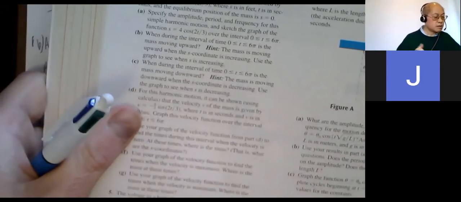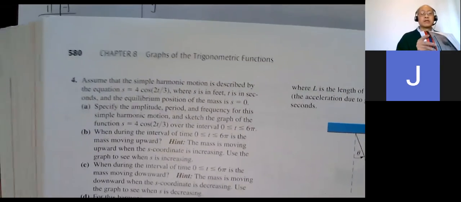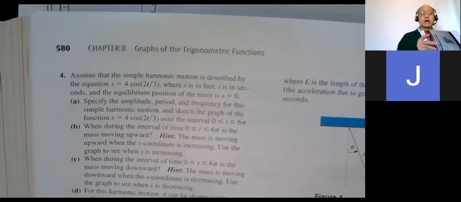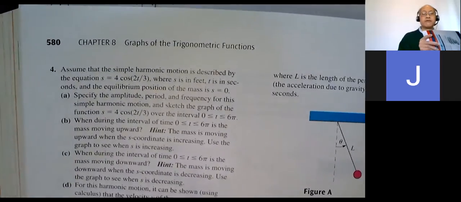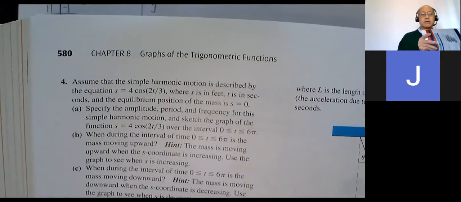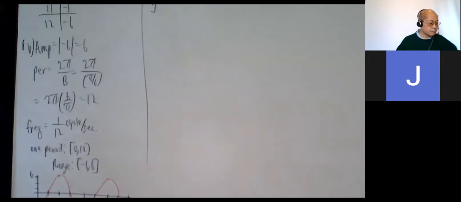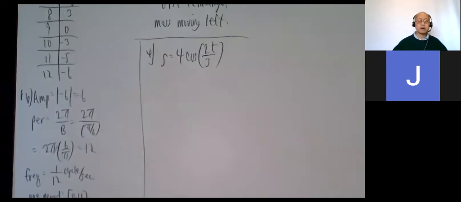What does it say? All right, so you have simple harmonic motion described by S equals 4 cosine of 2t over 3. S is in feet, t is in seconds. Equilibrium position is S equals 0. Let me write that down: S is equal to 4 cosine 2t over 3.